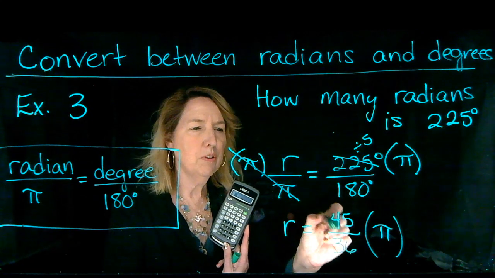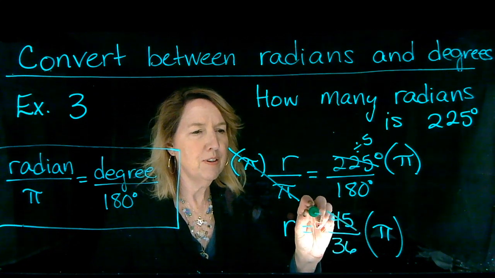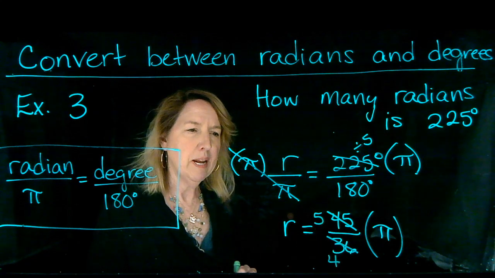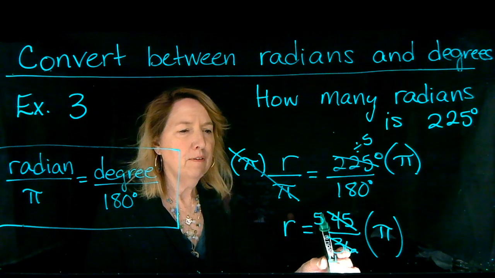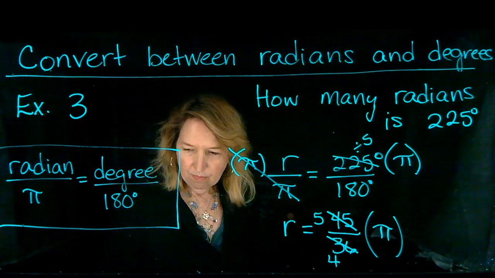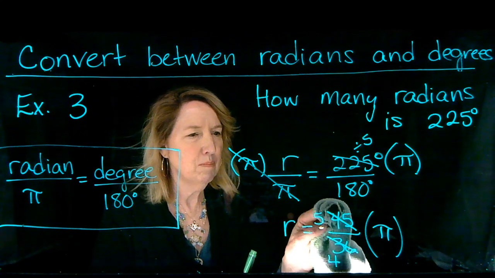Well, these are both reducible by 9. So 9 goes here 5 times. 9 goes here 4 times. So my answer is 5/4 pi. A better way to write that is 5 pi over 4, just to simplify that for you.